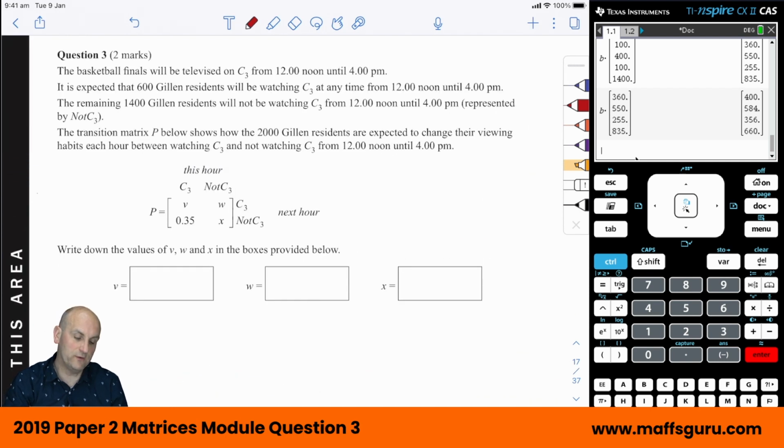Basketball finals will be televised on C3 from 12 noon until 4 p.m. It is expected that 600 Gillen residents will be watching C3 at any time from 12 noon until 4 p.m. The remaining 1,400 Gillen residents will not be watching C3, represented by not C3.